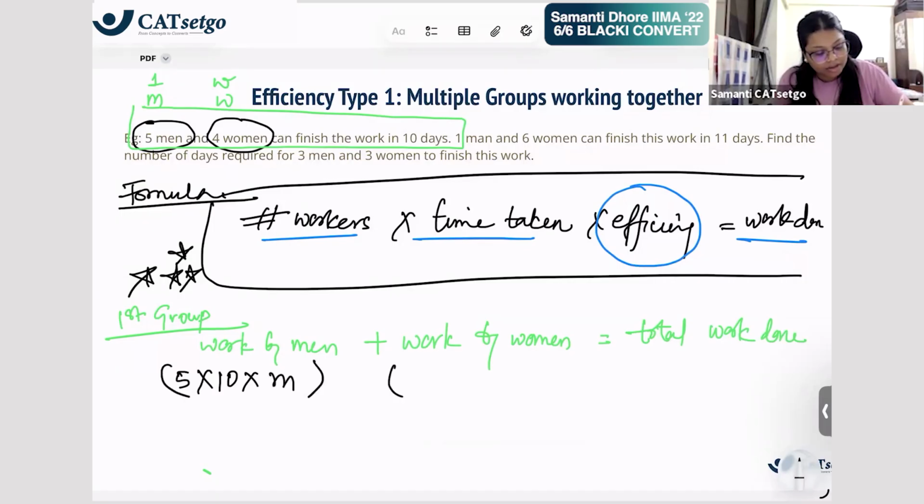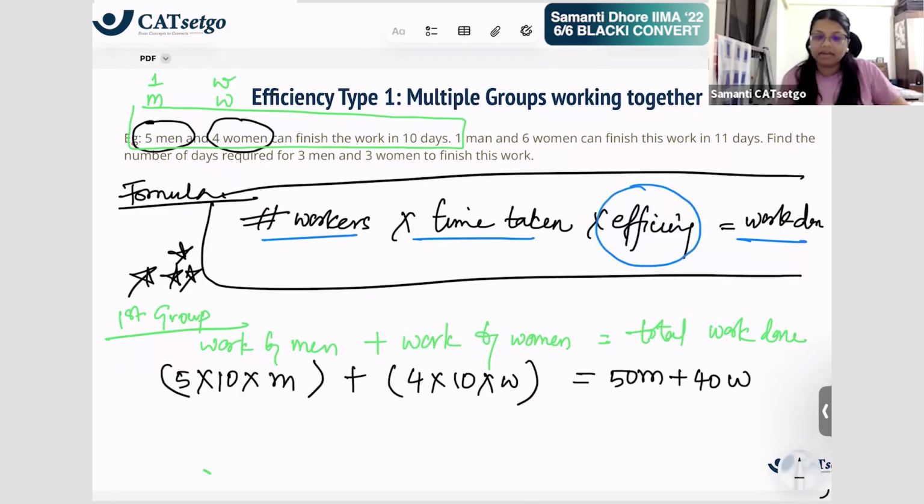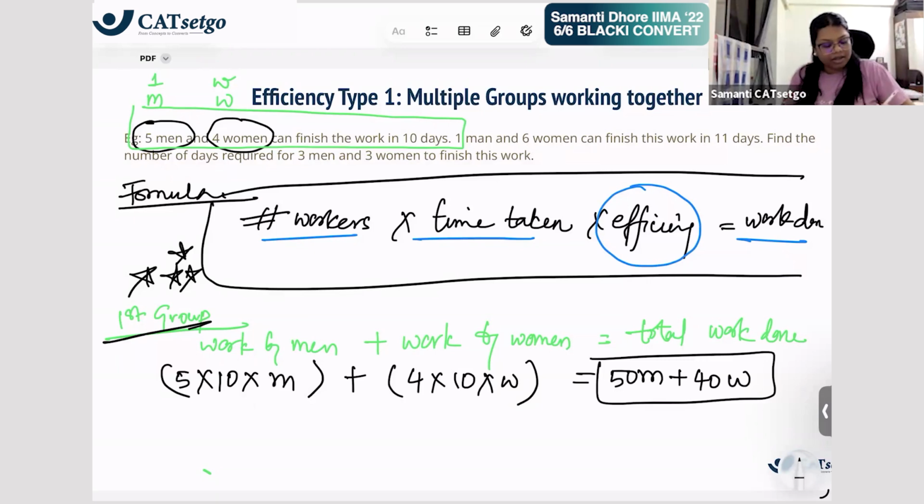And what is the work done by women? Women were 4. They worked for 10 days with their efficiency W, right? This became the total work, which is 50M. I'll write it here ahead, right? We don't know the efficiency of men or women, right? That's why we can write it as 50M plus 40W is the total work done by group 1.